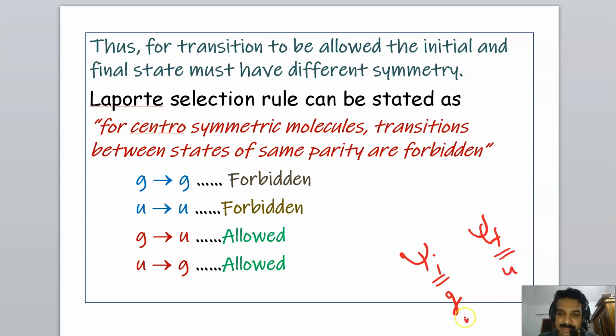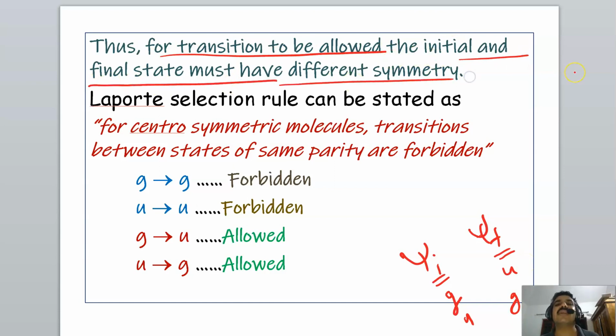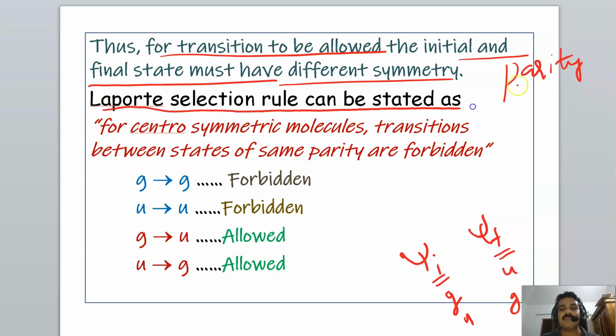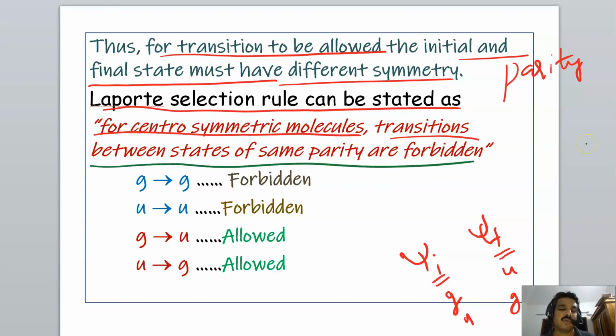Or when psi I is u, then psi f should be g. Thus, for a transition to be allowed, the initial and final states must have different symmetry, or different parity. So the Laporte selection rule can be stated as: for centrosymmetric molecules, transitions between states of the same parity are forbidden.